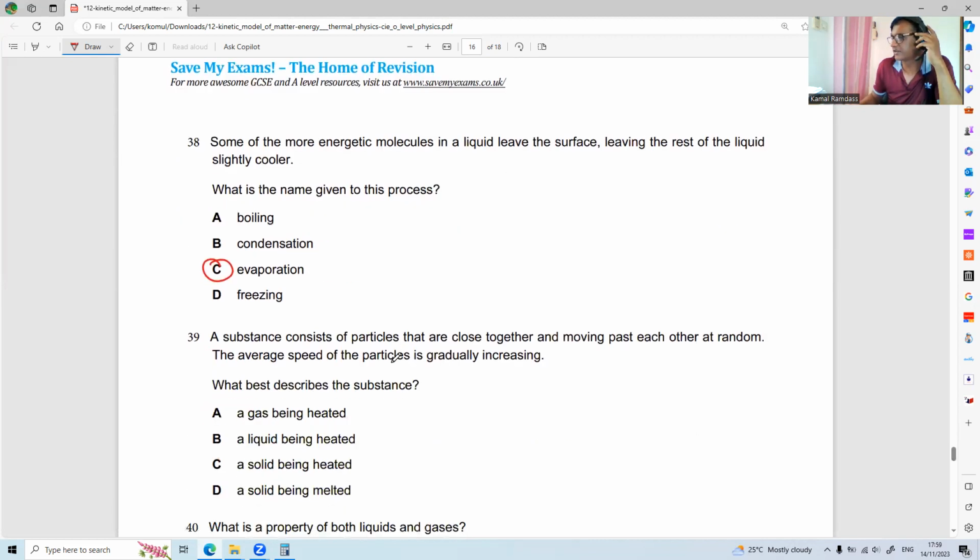A substance consists of particles that are close together and are moving past each other at random. The average speed of the particles gradually increases. What best describes the substance? A liquid being heated. They are close together, they are moving past each other. Yes, they are not vibrating, they are not moving at high speed separately. Okay, a liquid being heated.